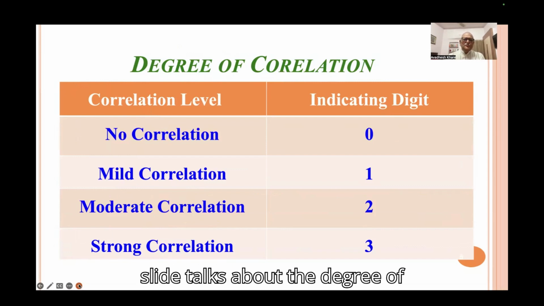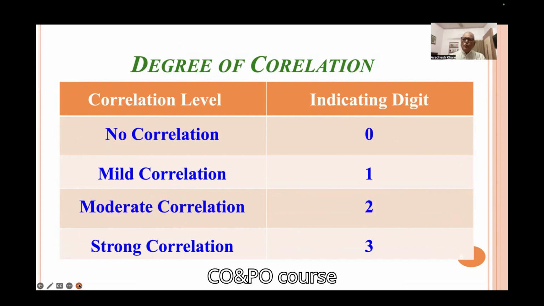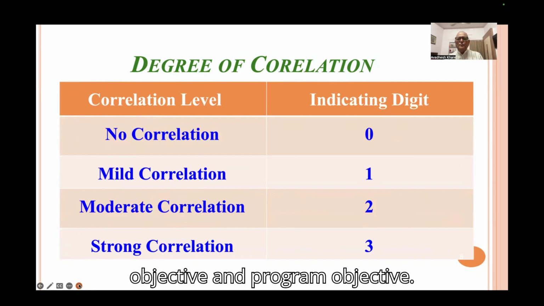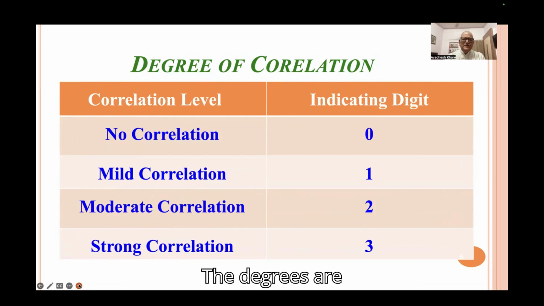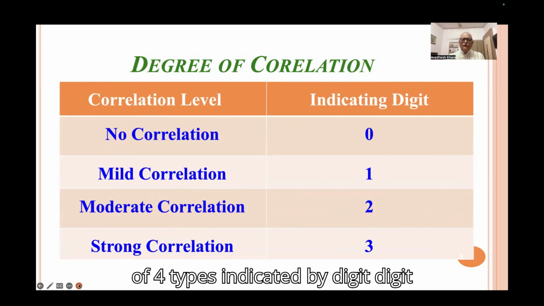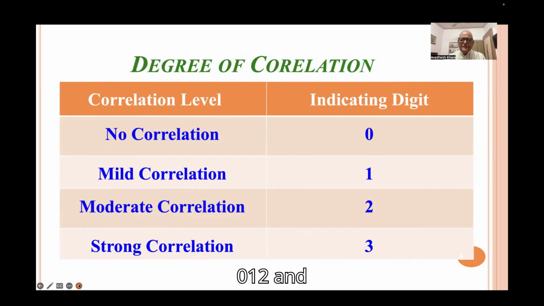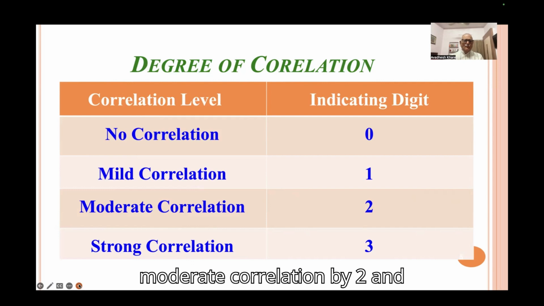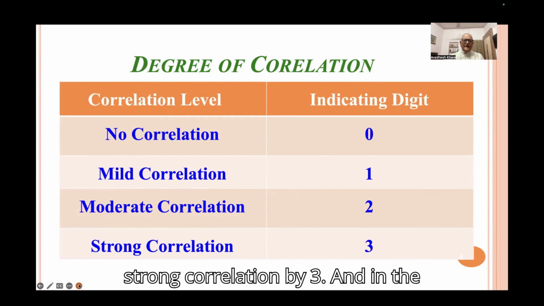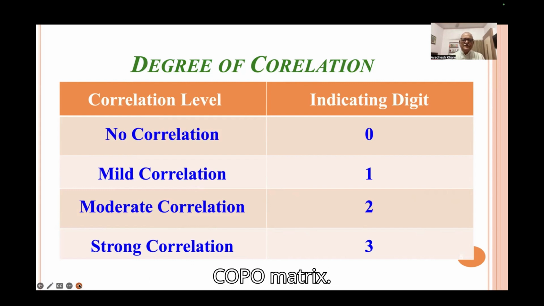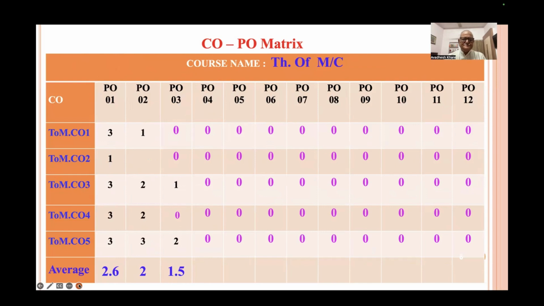This slide talks about the degree of correlation between CO and PO, course objective and program objective. The degrees are of four types, indicated by the digits 0, 1, 2, and 3. No correlation is indicated by 0, mild correlation by 1, moderate correlation by 2, and strong correlation by 3. And in the next slide, we will talk about the CO-PO matrix.